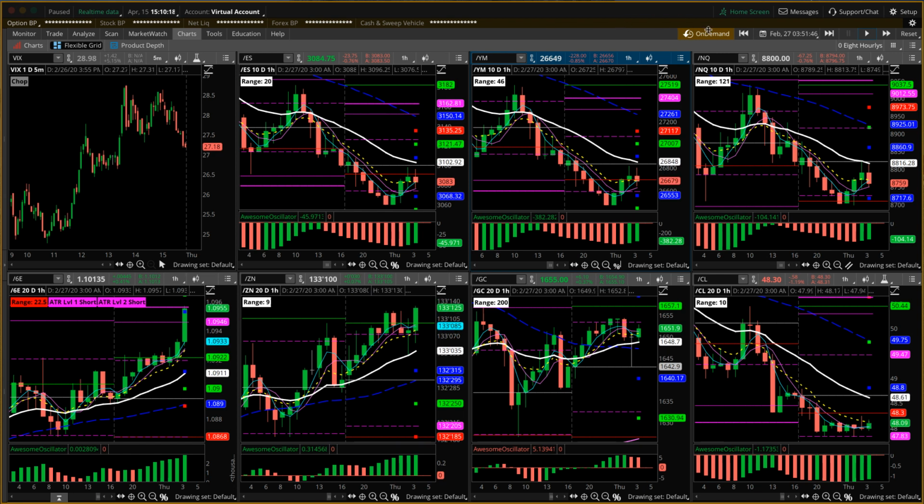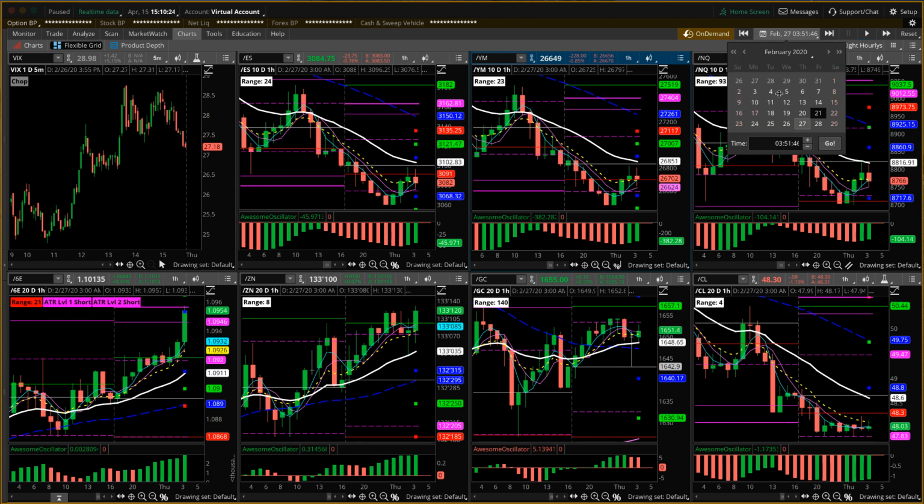Just wanted to show you guys, it's just the on-demand button here. That's all I did was click on the on-demand, and then you click on the calendar, and you can select whatever time that you want to go back to, and then you can go ahead and look at the charts just as they were on that particular date and time. Now, there are certain functions within the platform that are not available during on-demand feature, so keep that in mind.